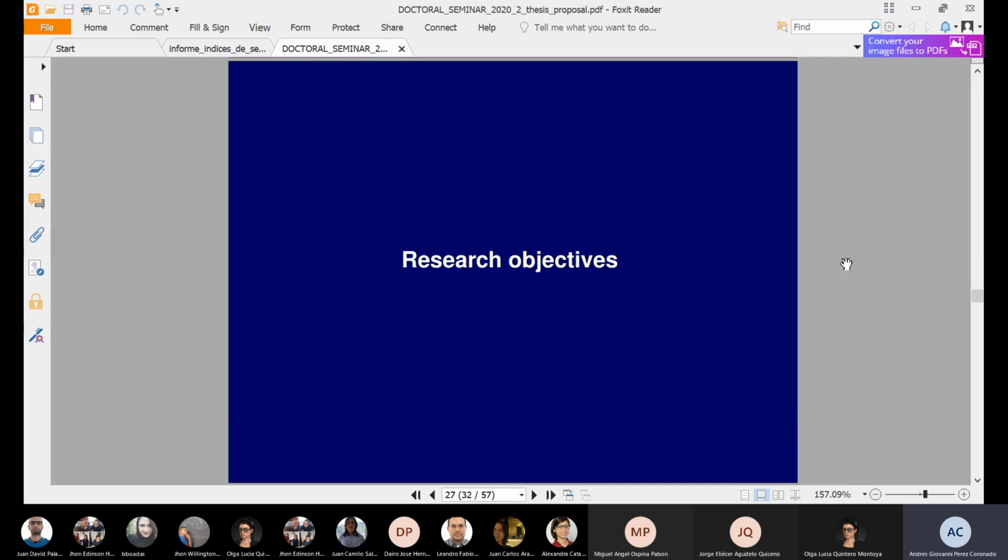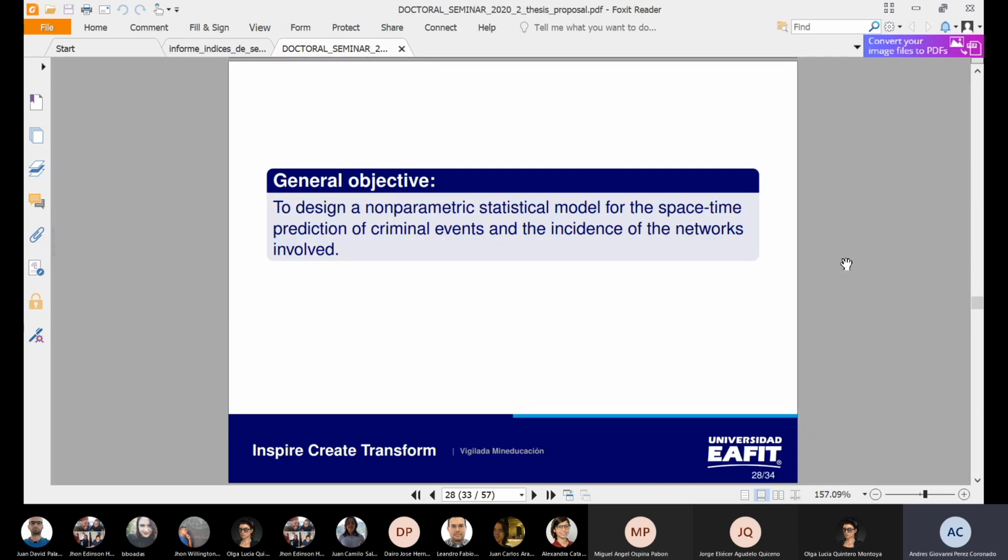and of course we can use something similar like KDE. My research objective is to design a non-parametric statistical model for the space-time prediction of criminal events and the incidence of the network involved. That is, to design this non-parametric model so we can make the space-time prediction of crime events, and find how the network is involved in these crimes.